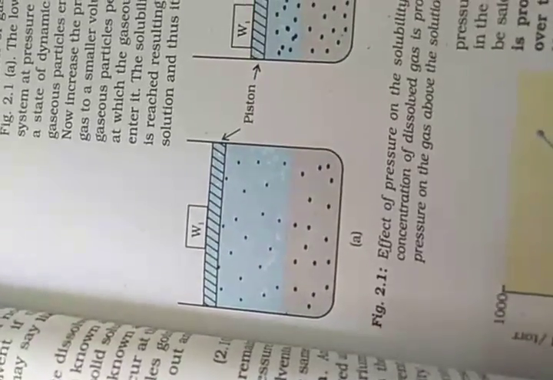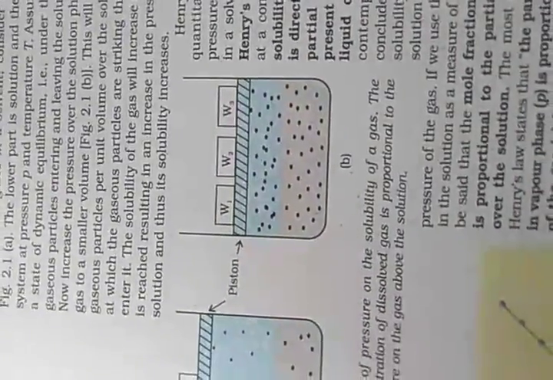See the diagram, page number 41. Figure 2.1, effect of pressure on the solubility of gas. The concentration of dissolved gas is proportional to the pressure on the gas above the solution. Here you can see the pressure applied with the help of a piston. Here you see the concentration is going to increase. This can be expressed by Henry's law.